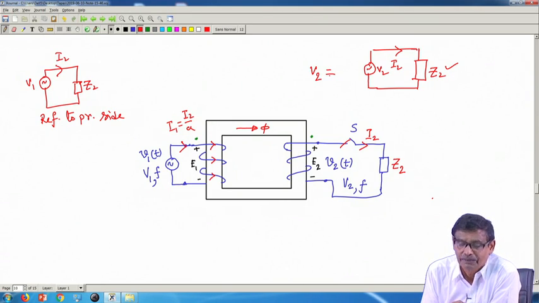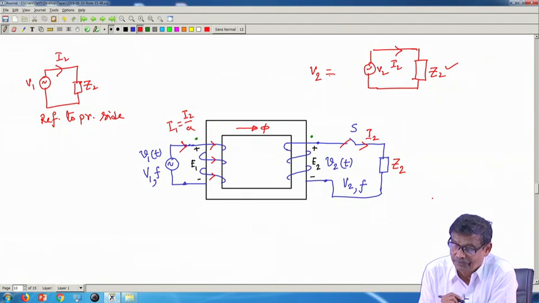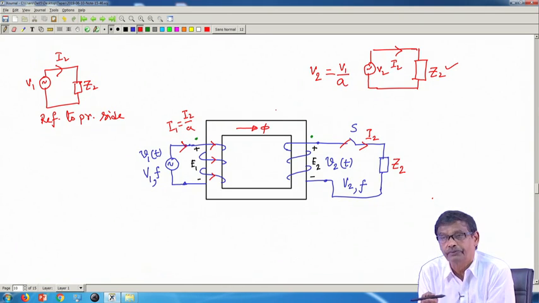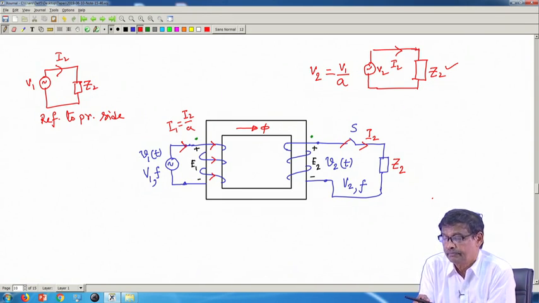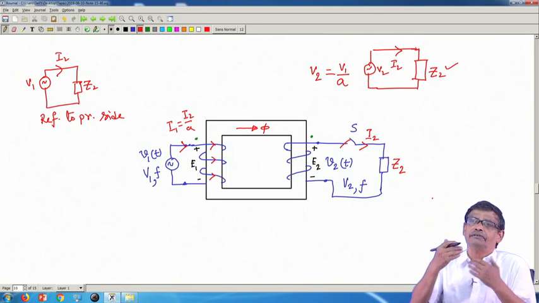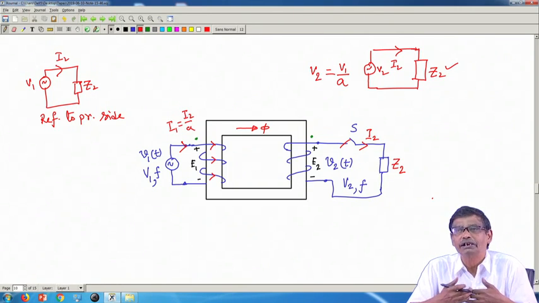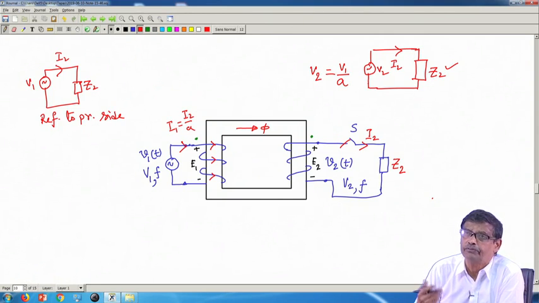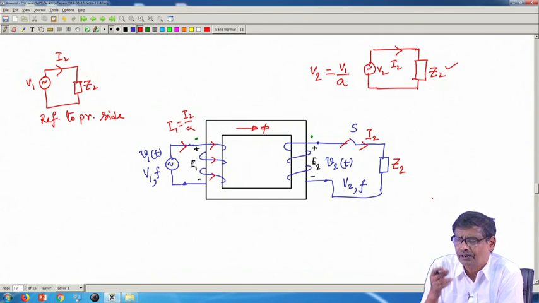V1. So V1 by N1 into N2 is your V2, is it not? So V1 by A I will do and get V2, and then I will solve this simple circuit, because mind you V1, V2, E1, E2 are all in time phase. Therefore, I will take the voltage as the reference phasor. So all are magnitude and angle. So this divided by Z2, you will get I2.